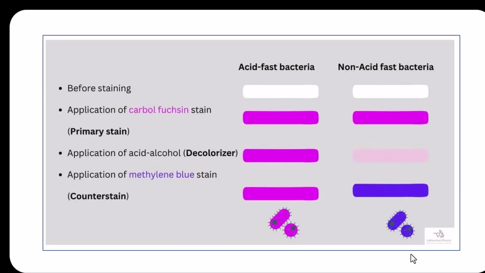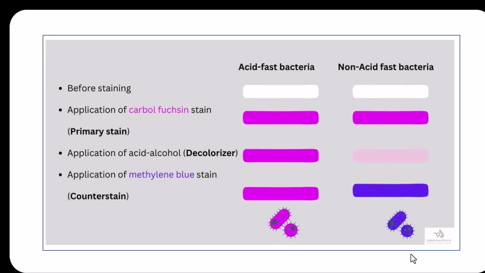Here in this slide, we will summarize the entire process and the outcome of the acid-fast stain. As you know, bacteria is colorless. First, we add the carbol fuchsin, the primary stain. Both types of bacteria will stain purple. After that, when we add the acid alcohol, the decolorizer, the acid-fast bacteria retain the primary stain because they have a thick, waxy cell wall that prevents the decolorizer from washing it out, while the non-acid-fast bacteria will lose the primary stain and become clear.